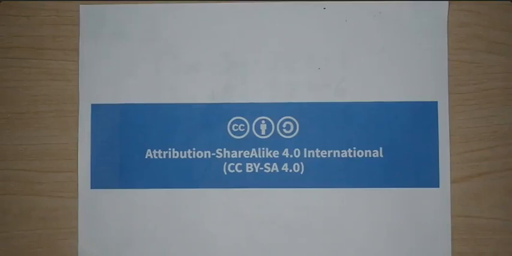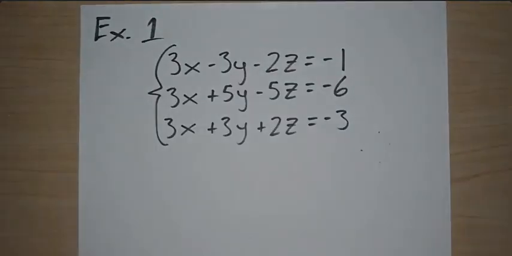Example 1 of the Solving Linear System with Matrices lab. We have the following system. We have 3x minus 3y minus 2z is equal to negative 1, 3x plus 5y minus 5z is equal to negative 6, and 3x plus 3y plus 2z is equal to negative 3. We want to solve this using a matrix.